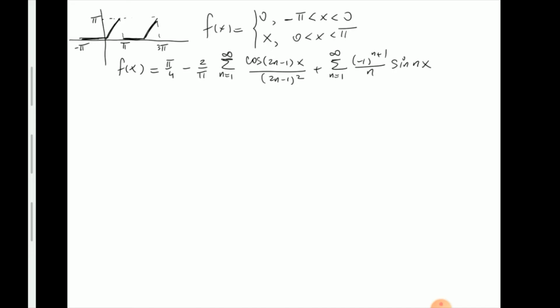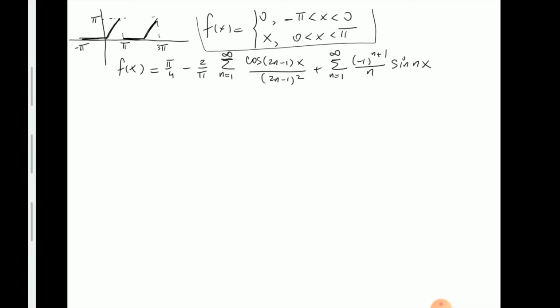So the original function is now defined from minus pi to pi, and it's neither even nor odd. It's 0 between minus pi and 0, and x between 0 and pi. And then we extend it to a periodic function over 2 pi. So the Fourier series will just represent the entire periodic extension, and it will converge, according to the theorem, to every point of continuity. And if it's not continuous, it will converge to the average of the sided limits.